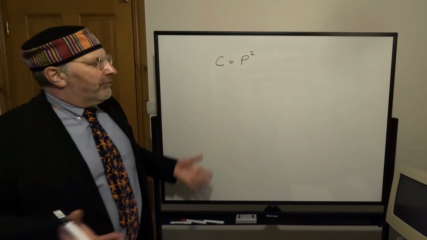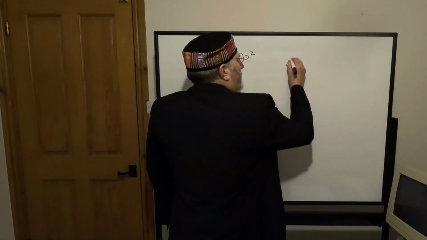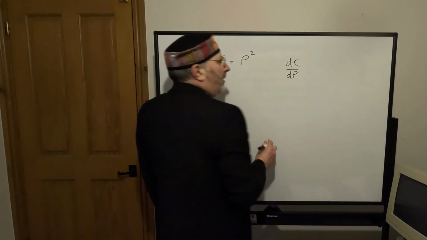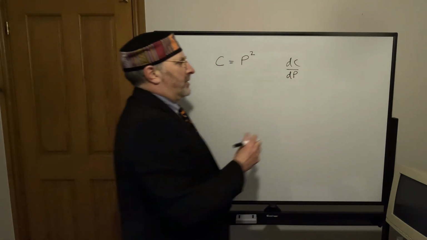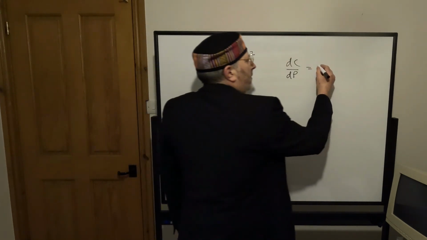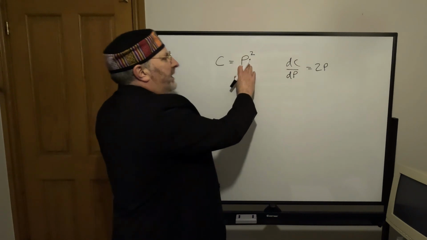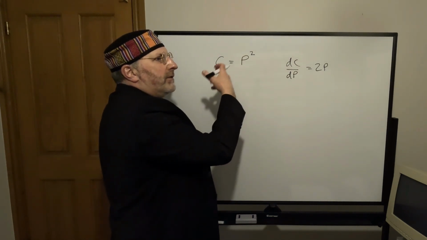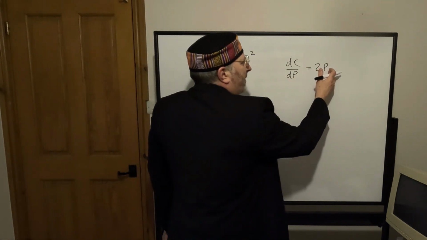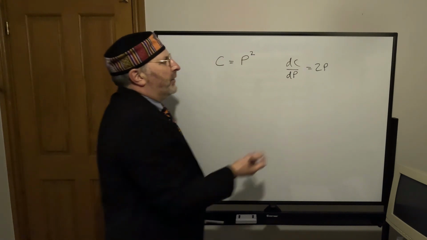Again, just an imaginary example. But given this, then we know that the rate of increase of the per capita crime rate with population size is going to be 2P, just the same as when it was t squared and we differentiated with respect to time, we got 2t. So if we've got P squared and we differentiate with respect to P, we'll get 2P.